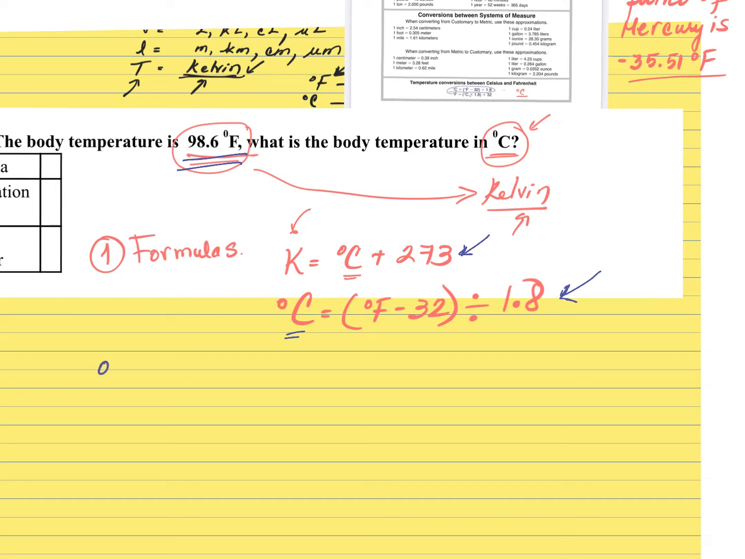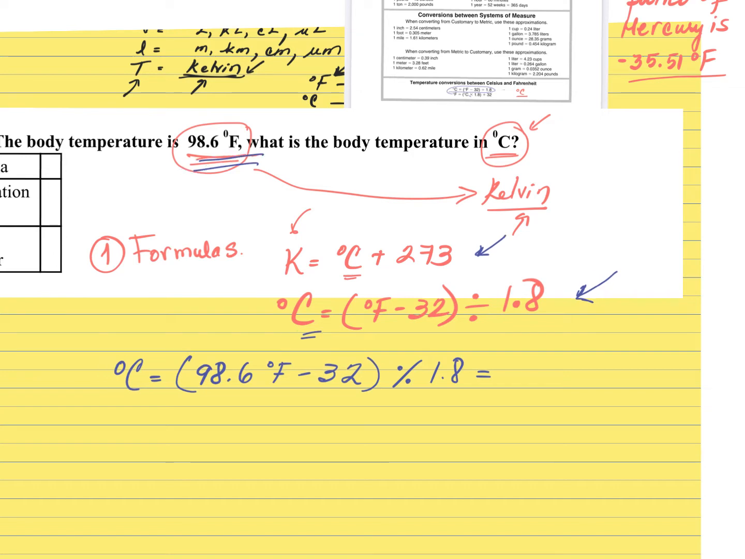I'm going to start with the first formula. Okay, so I have 98.6 degrees Fahrenheit. I'm going to subtract 32, and then I'm going to divide that by 1.8. And remember that if you don't know how to subtract, add, divide, and multiply, you have a calculator, okay? When you plug all of these numbers into the calculator, the answer is 37 degrees Celsius, meaning that you went from Fahrenheit all the way to Celsius. Are you done? No, because you want the temperature in Kelvin.